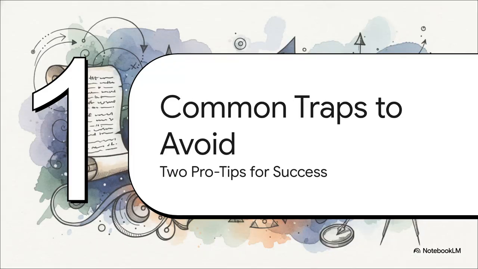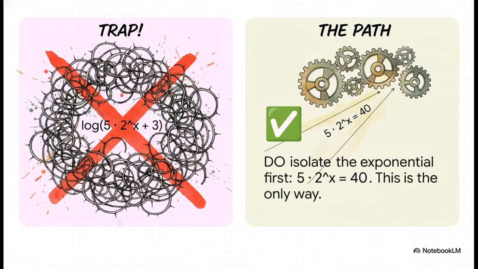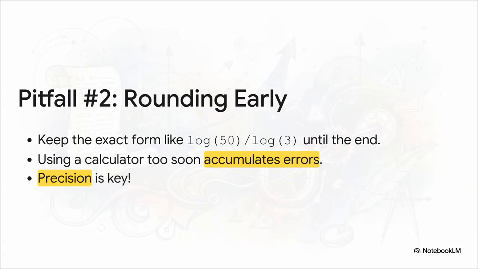Now that you've seen the method work, let's talk about 2 really common traps that students fall into. If you can steer clear of these, you'll be in great shape. Trap number 1 is taking the logarithm way too early. If you try to take the log of that whole messy thing from our last example, you get stuck. The power property won't work. You absolutely positively have to isolate that exponential term first. It's non-negotiable.